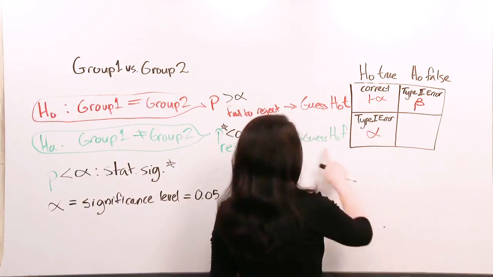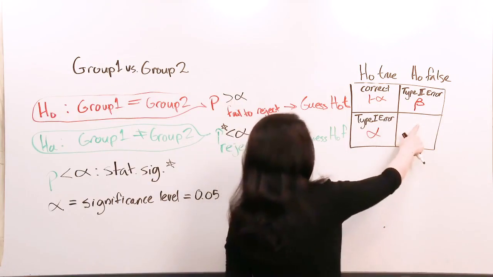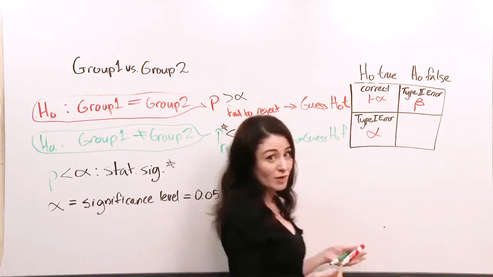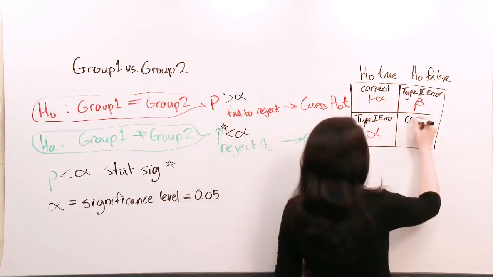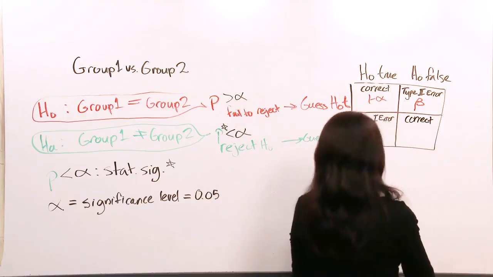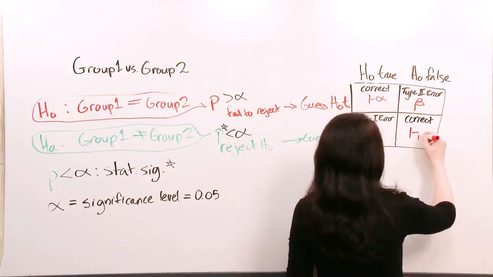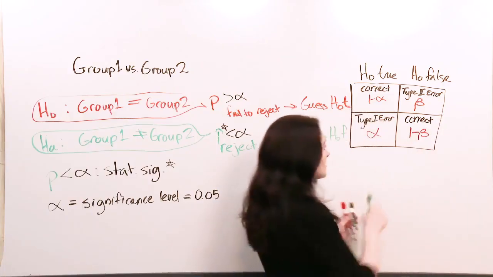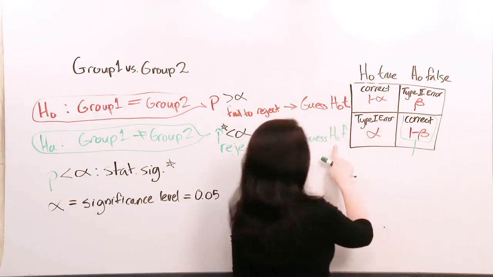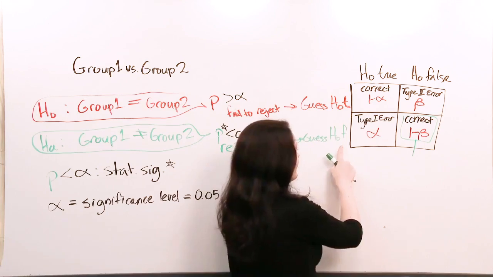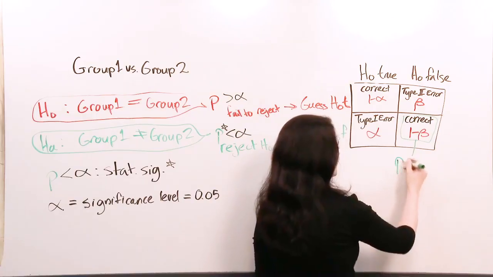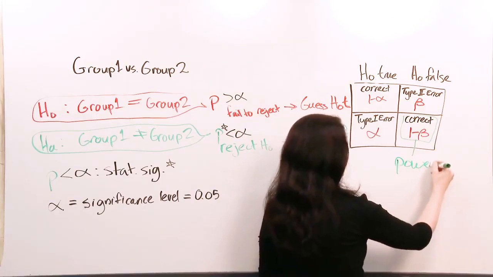All right, and if in this reality where the null hypothesis is false, we guess that the null hypothesis is false, we're correct again. And this is equal to 1 minus beta. And this actually has a name. This 1 minus beta, or the probability of guessing that the null is false when it actually is false, is referred to as statistical power.